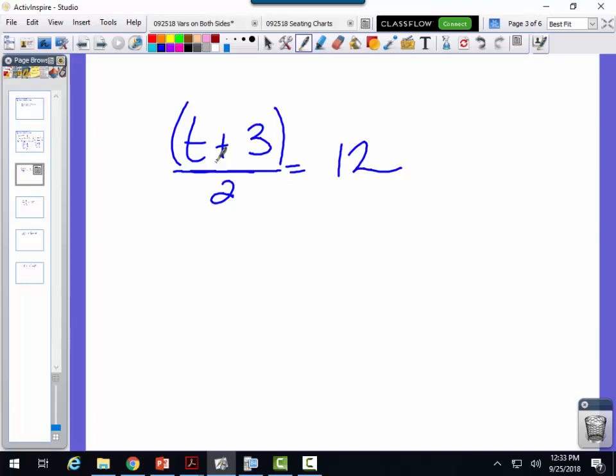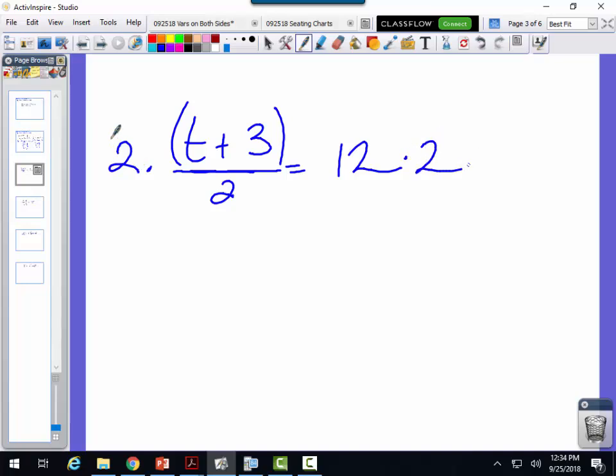So I ask myself, do I have any add, subtract to get rid of? No, I don't. So I go to the next thing. Do I have any multiply, divide? Well, I have a divide by 2, so what we need to do is get rid of the divide by 2 by doing a multiply by 2. So we just multiply this side by 2, and if I do that to one side, I must do that to the other.